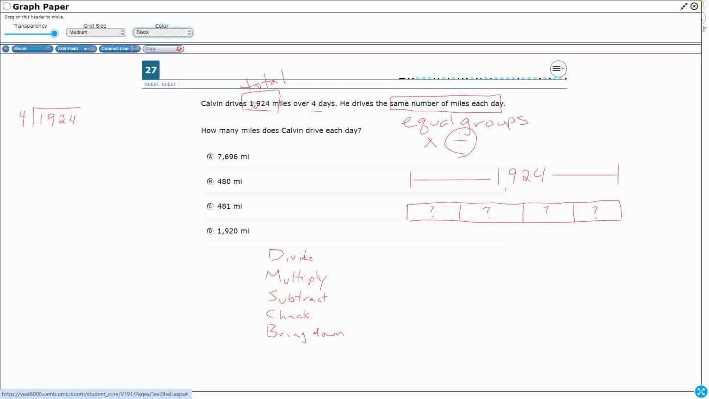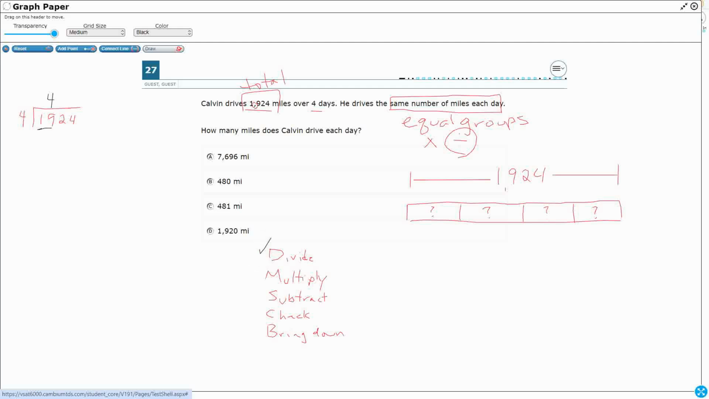All right, so we're going to divide. Does 4 go into 1? No, it does not. So now we look at the first 2 digits. Does 4 go into 19? Yes, it does. Almost 5 times. It only divides 4 times evenly. So we divide 4 into 19 4 times.